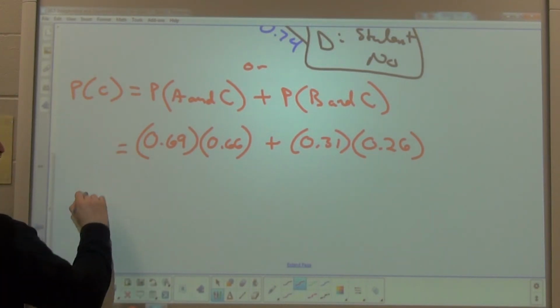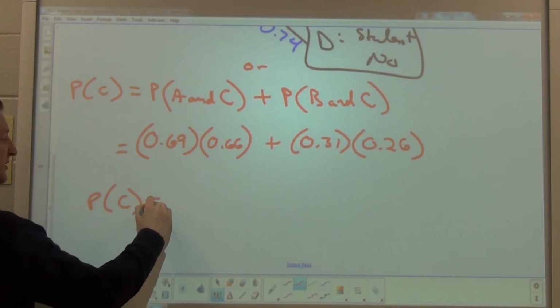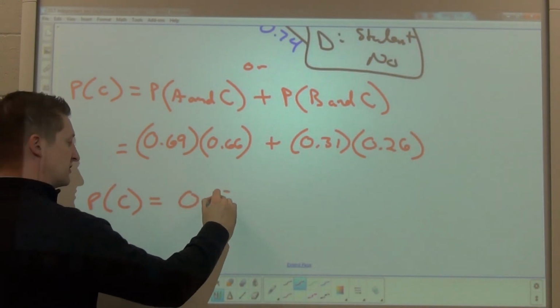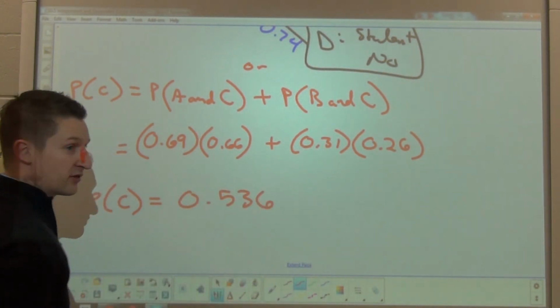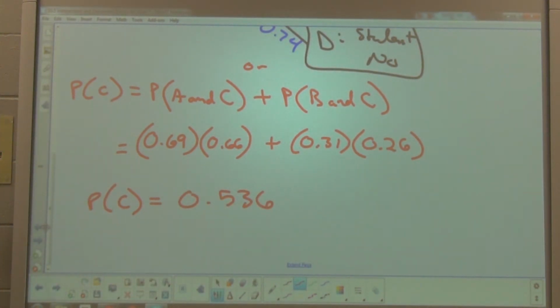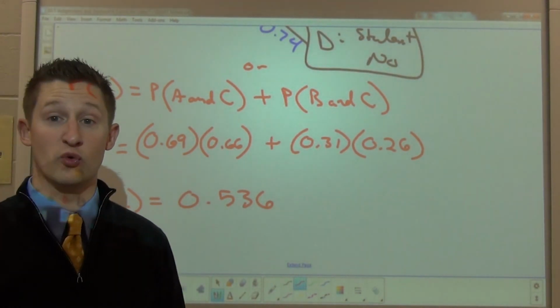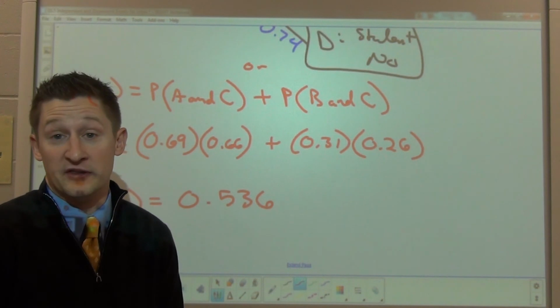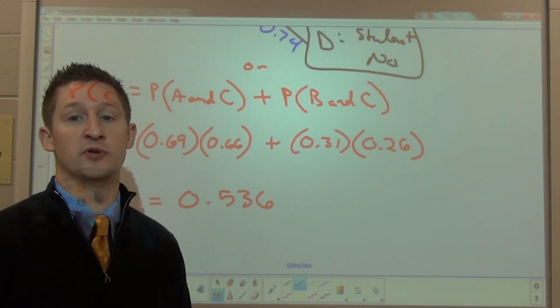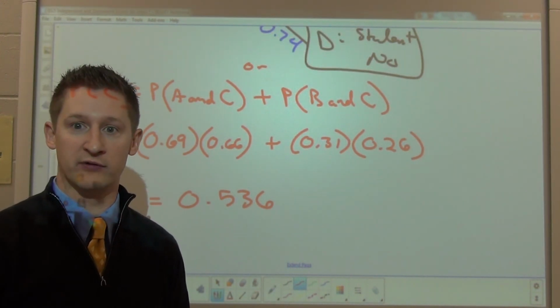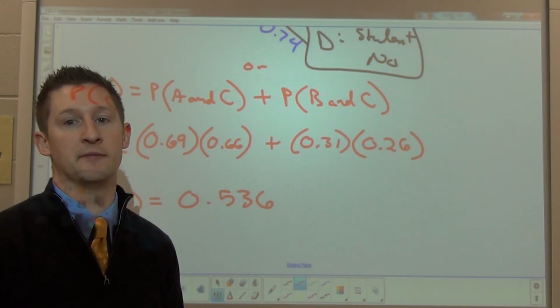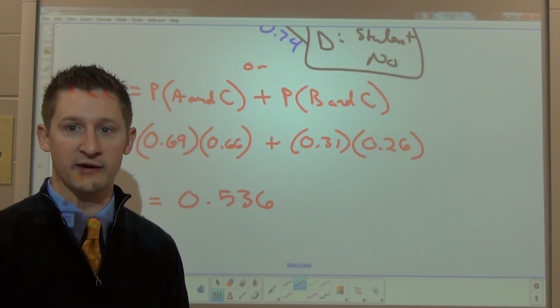My final answer, the probability in the survey that a student wears a seatbelt is about 0.536. So according to this random survey, about 53.6% of you wear your seatbelts. I hope that the number is much more, because I hope you know that you should wear your seatbelt when you're driving or when you're riding in a car at all times, because seatbelts save lives.